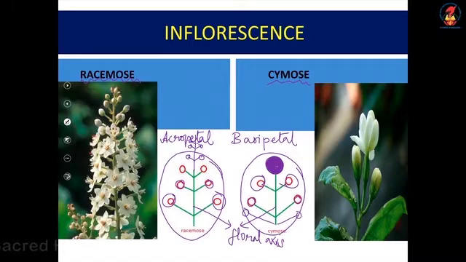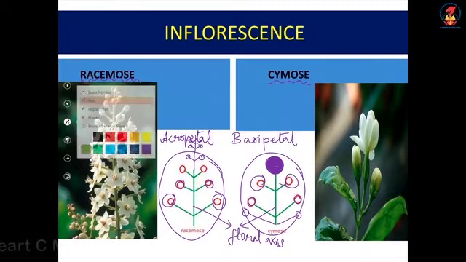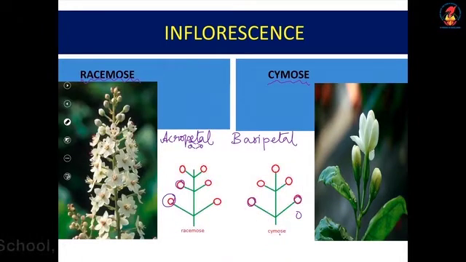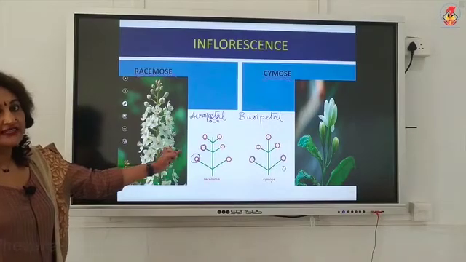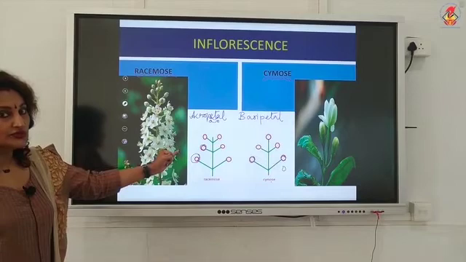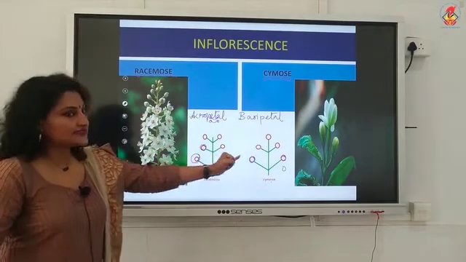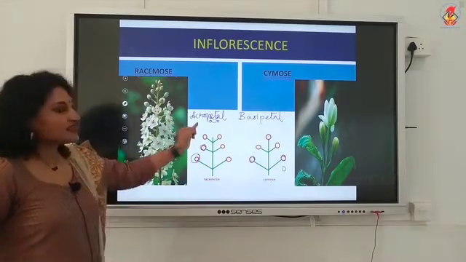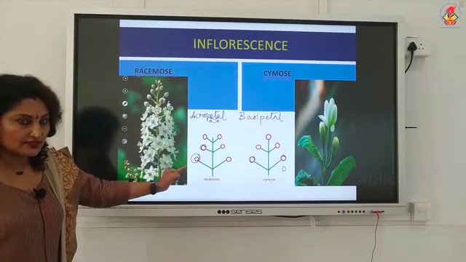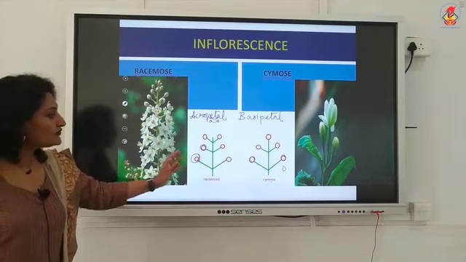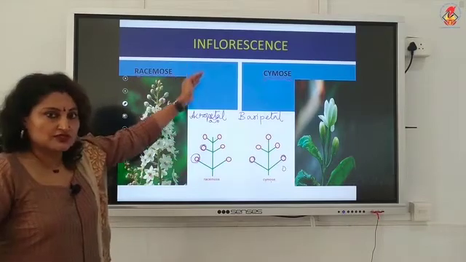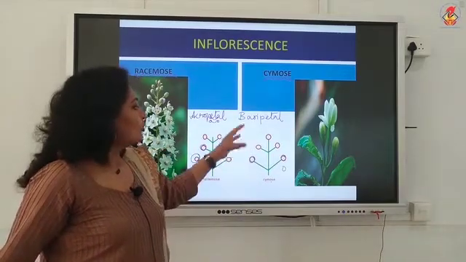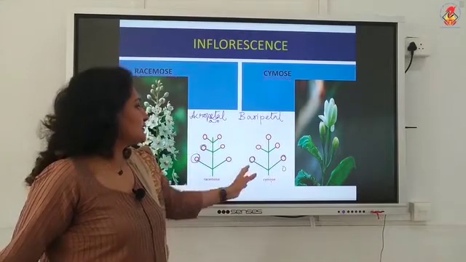So once again, I will elicit 2 differences from the symbolic representation. First, the floral axis. Here the floral axis is of unlimited growth, that is, it goes on growing, whereas in cymose inflorescence, the floral axis is of limited growth and terminates in a flower. Second difference, the arrangement of flowers is acropetal here in racemose. What's the meaning of acropetal arrangement? Older flowers towards the base and younger flowers towards the top. Whereas in cymose inflorescence, it shows basipetal arrangement, meaning older flowers at the top and younger flowers towards the base.